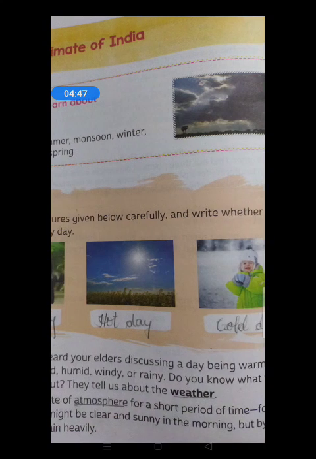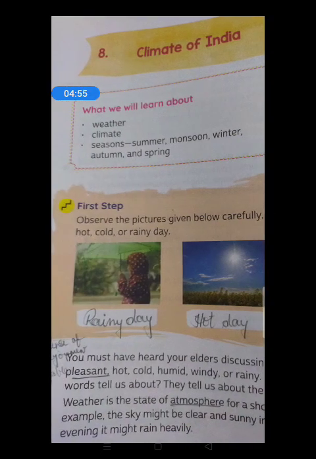Even I didn't remove my gloves too. These are the discussions we always used to hear at home, na? Even we used to discuss, or our elders, whoever are there at home, they used to discuss, what a warm day it is. And sometimes, what a beautiful atmosphere, when we enjoy it, then what we will call it as pleasant. Wow, what a pleasant atmosphere.